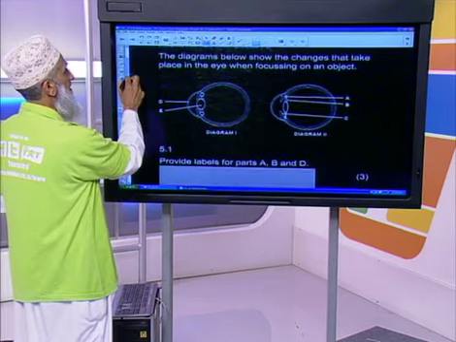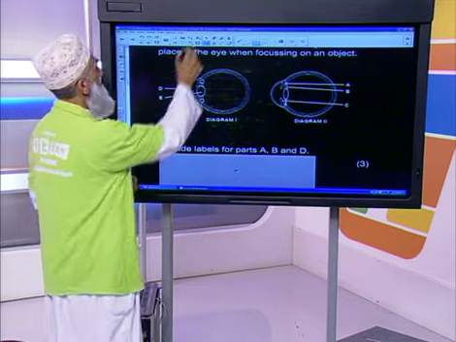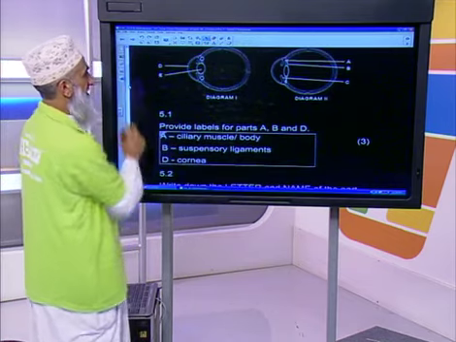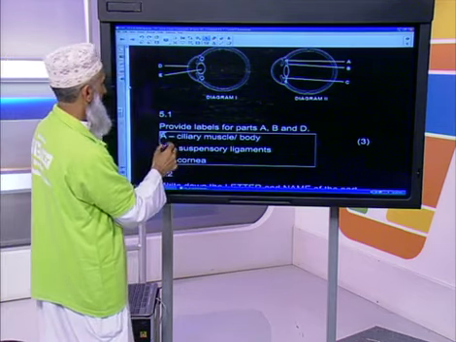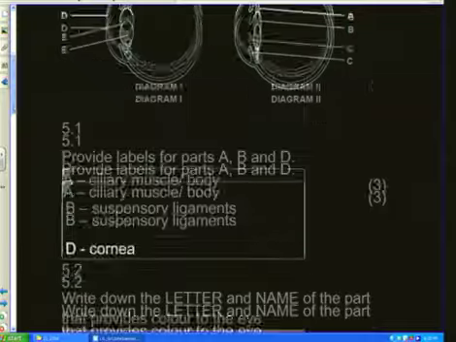All right, another question on the eye. Provide labels for A, B, and D. Again, we've discussed this already, so it's going to be easy. Ciliary muscles, A. Suspensory ligaments, B. And D is the cornea. We discussed that just now in the last diagram.